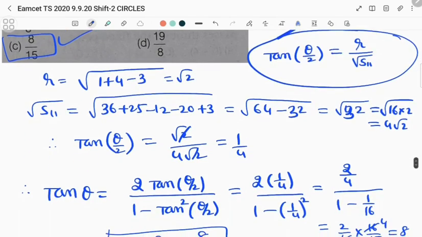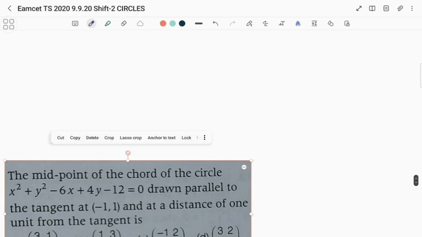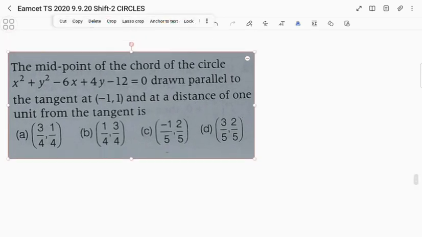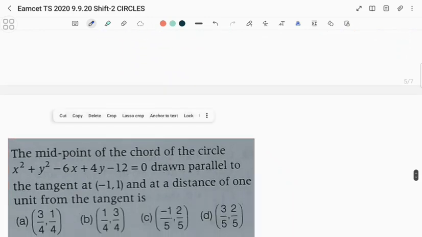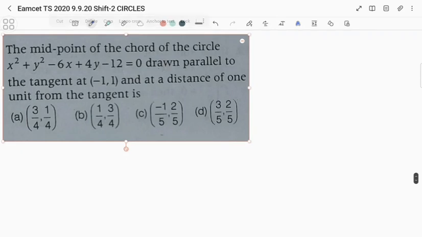We'll move on to the next question. It's a good question, but a little lengthy. But seeing it is an easy one only. But the thing is, we need to draw the figure correctly according to the question. The midpoint of the chord of the circle drawn parallel to the tangent at minus 1, 1 at a distance of 1 unit from the tangent.